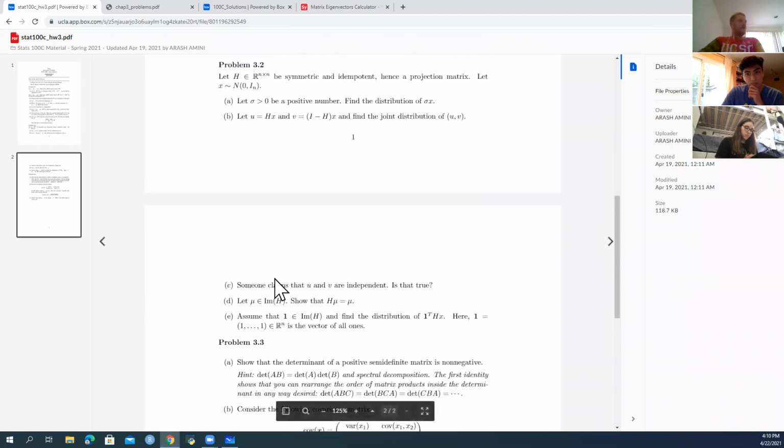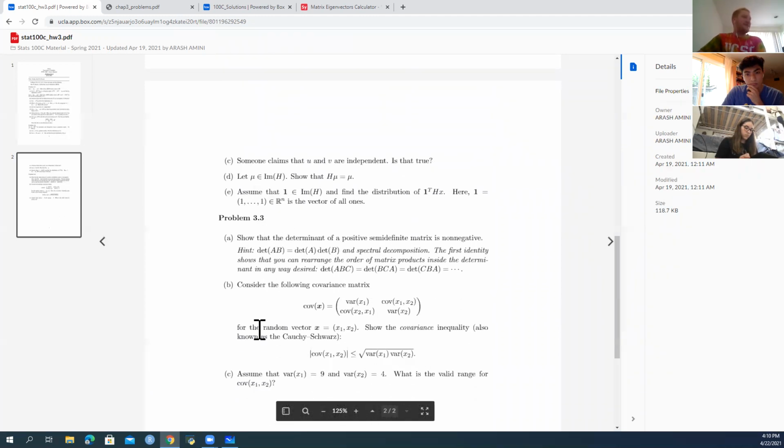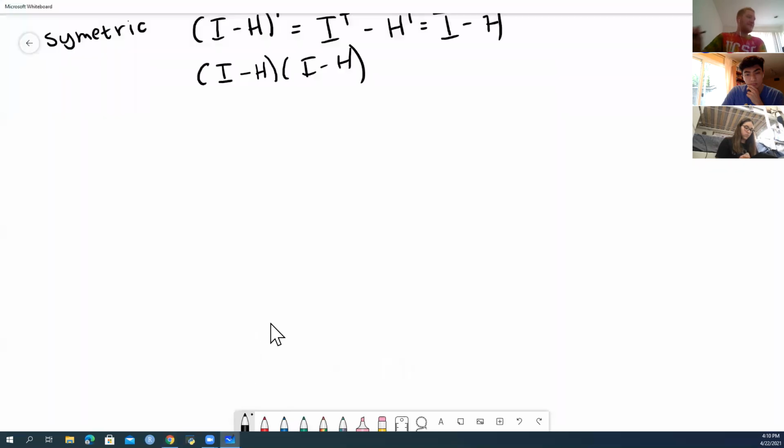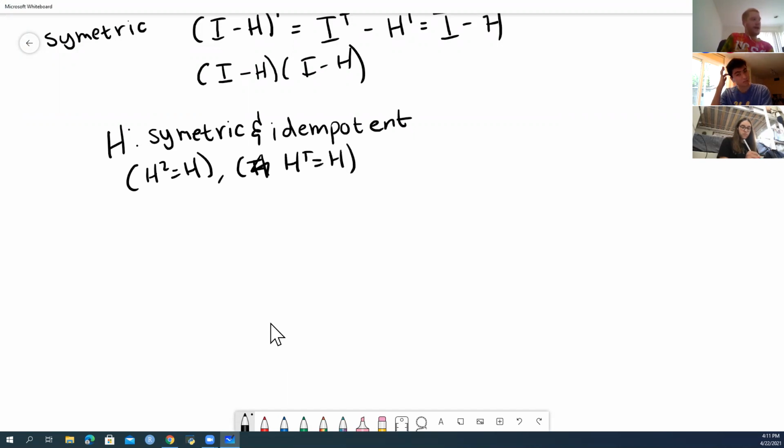You want to show, so we have mu, which is in the image of H. This actually isn't really relevant to the rest of the problem. We want to show that H mu is equal to mu. Okay. So remember, H is symmetric and idempotent. So that means that H squared is equal to H, and then also H transpose is equal to H. And we have that mu is in the image of H.